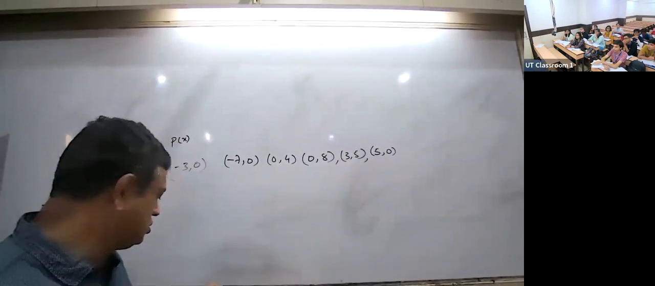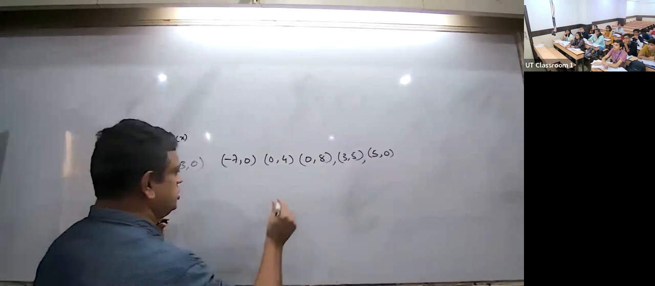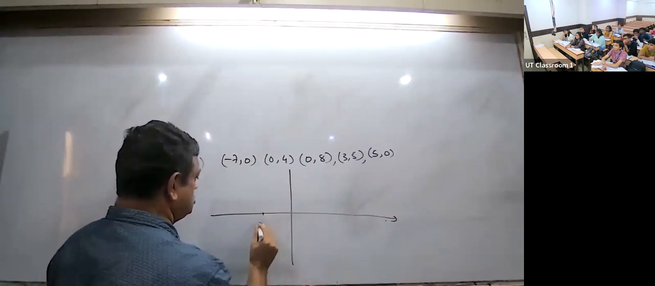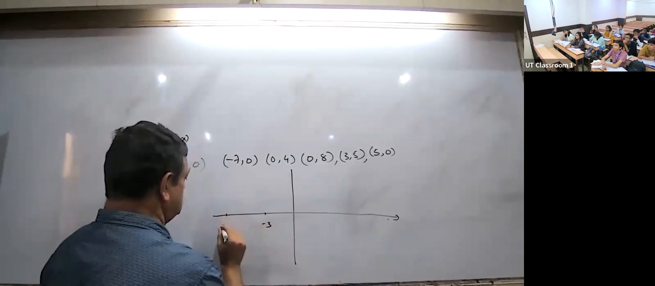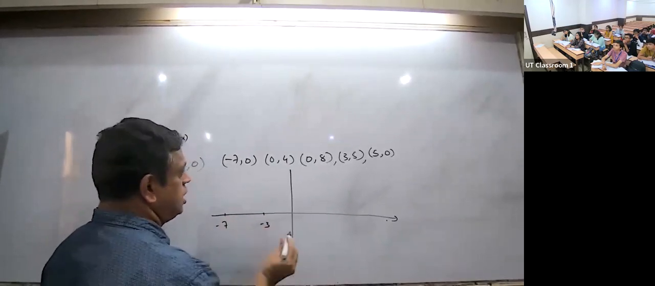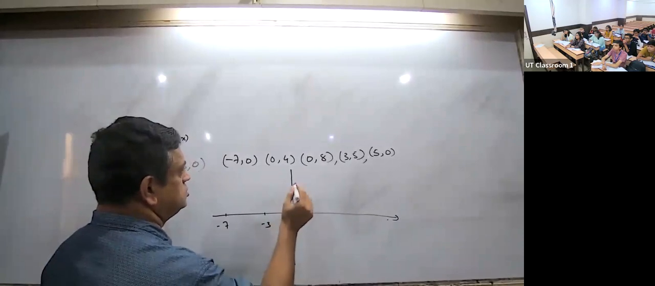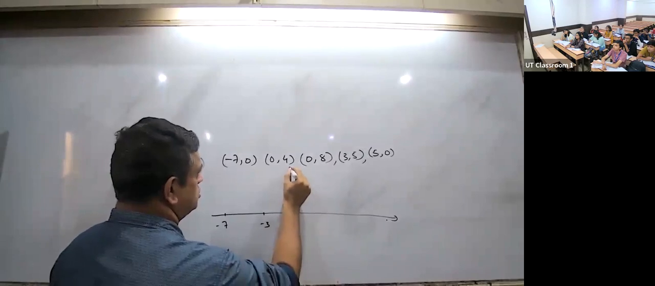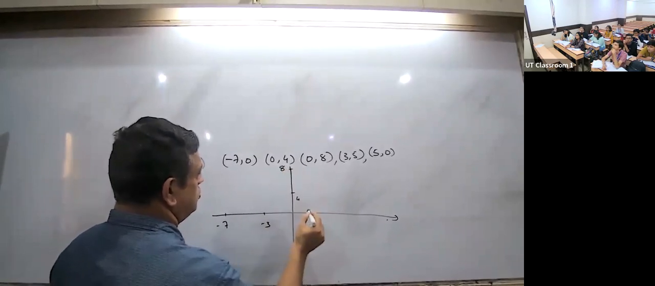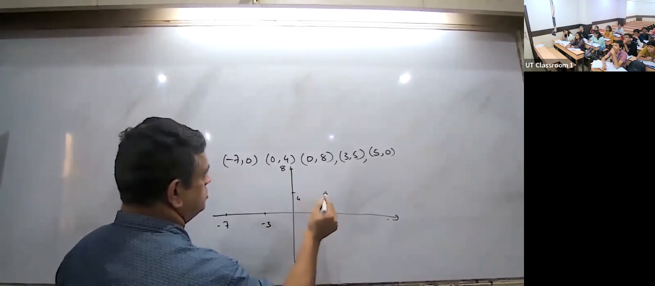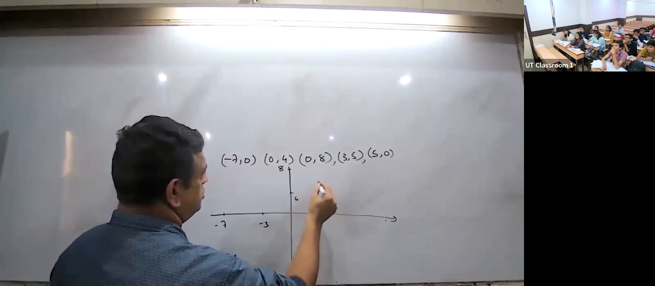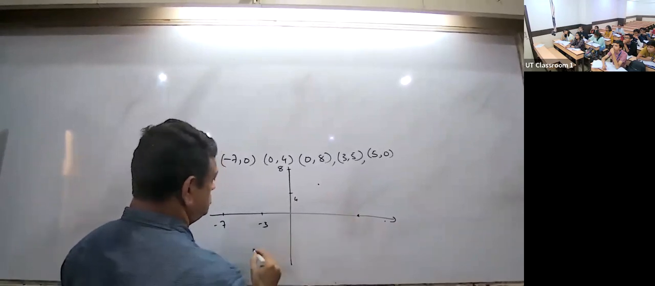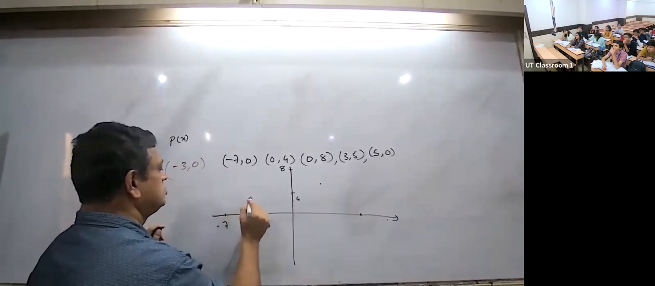Look here, when you draw the graph, it will come this way. What are the points? Let's locate. Let's say this is minus 3, 0. This is minus 7, 0. And over here 0, 4 and 0, 8. Then what is another one? 3, 5 may be here, and 5, 0.